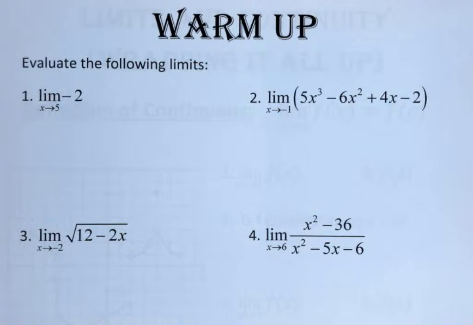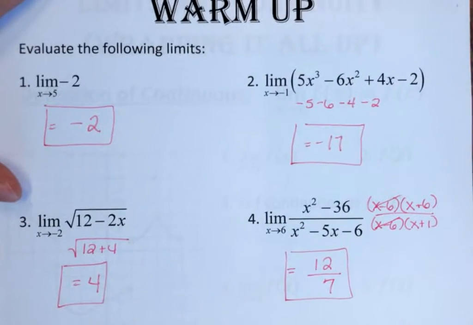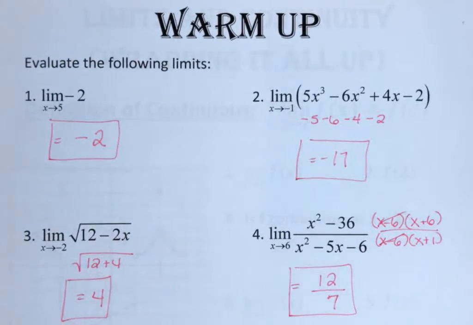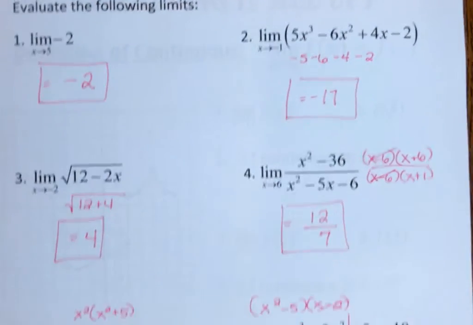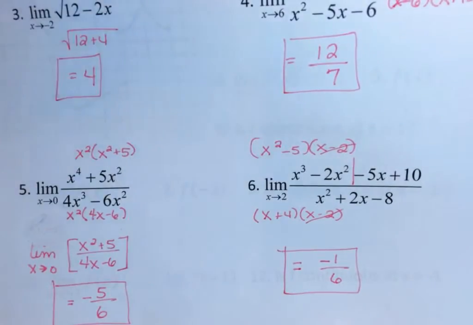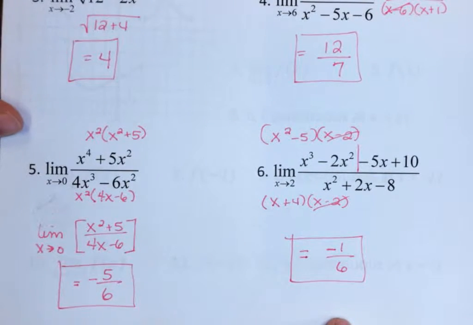Okay, ladies and gentlemen, let's start going over these. Got something very simple, I'm hoping. This is just pulling everything together. So, take a look at your answers. Number 1 was -2, 2, -17, 3, 4, 4, 12 over 7, 5, -5 over 6, and 6, -1 over 6.